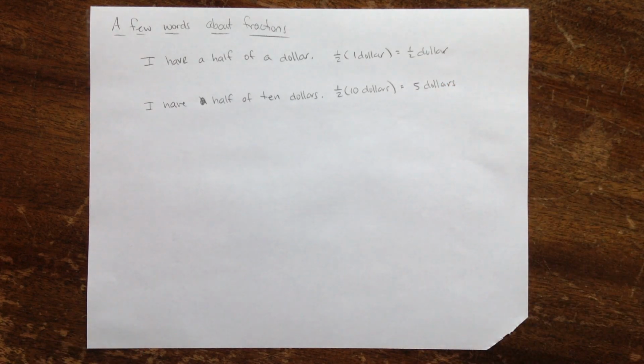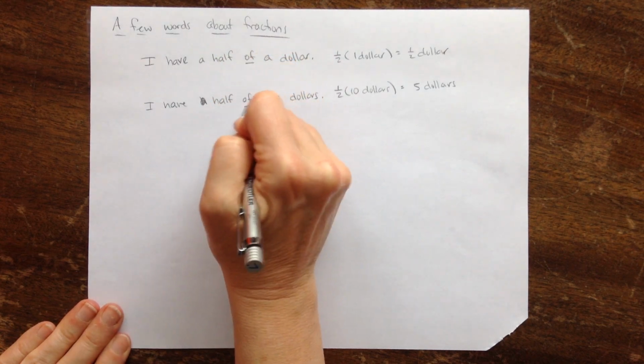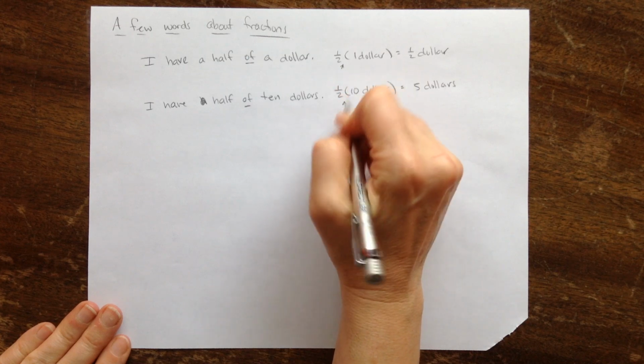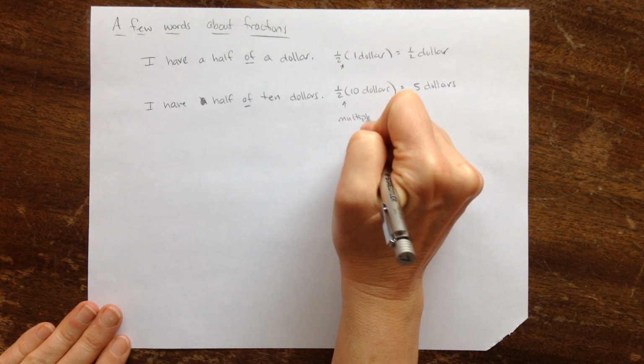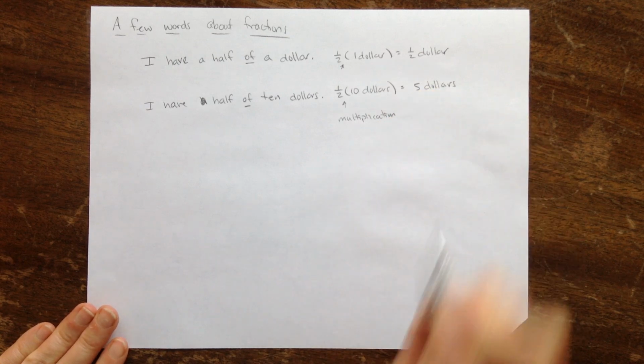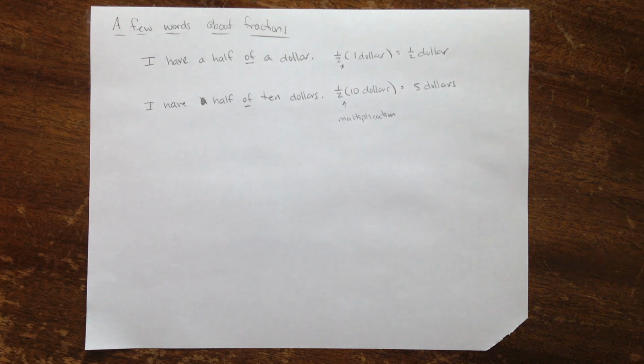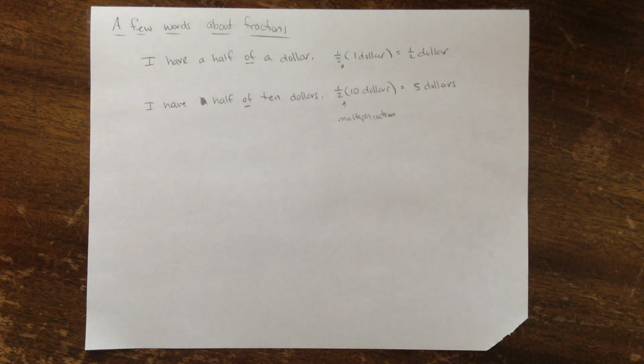And I know this because, well, half of $10 is $5, but in terms of the arithmetic, when you use the word "of," what you're doing is multiplication. So here and here, we're doing multiplication. Knowing that the word "of" translates to multiplication will help you translate words into arithmetic, which is important when you do problem-solving.